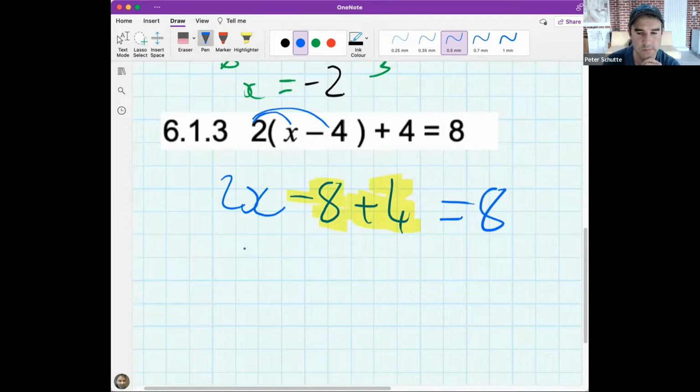8 plus 4. -4, sir. All right, so we can replace those two yellow numbers with just the number -4. Now, some students may have chosen to move them across already, but both methods will work. I call this collecting like terms.